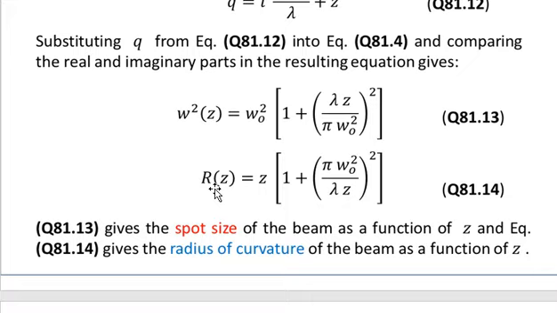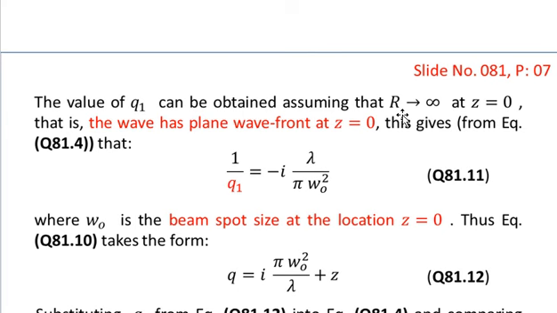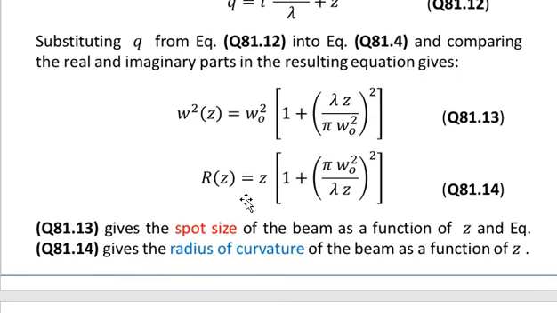Similarly, r of z, which is the curvature of the spherical wave front of the Gaussian beam propagating within the laser cavity, can also be obtained from this relation. And you know that when r goes to infinity, it means that at the location z equal to 0 you have a plane wave front. But when the light travels on either side of z equal to 0, on the positive side or the negative side, you have this value of r, which is given by r of z as shown in equation number 14.